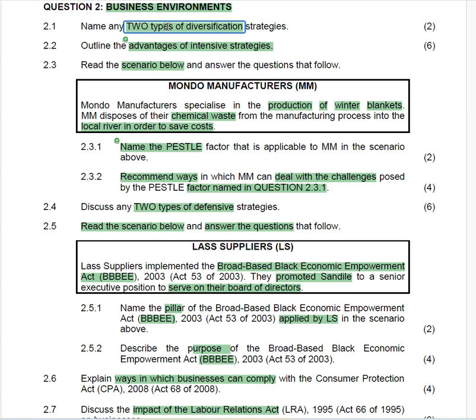BEE was introduced to ensure that people from previously disadvantaged backgrounds get to share in the economy. So here's the breakdown and explanation of the 7 pillars of BEE. The first one is ownership. This element measures the extent to which Black people own and control companies. It focuses on the net value of shares, voting rights, and the influence Black stakeholders have on the business direction.